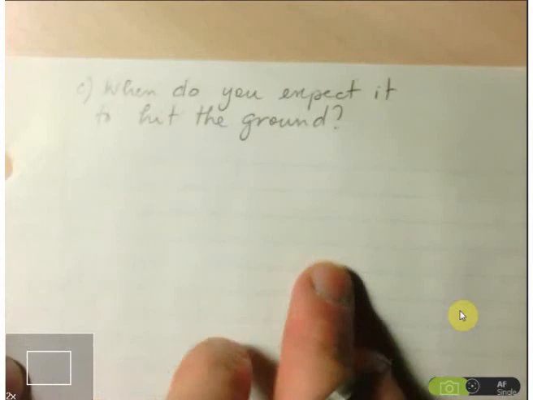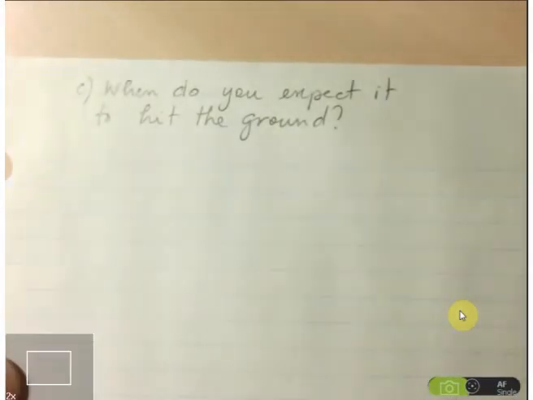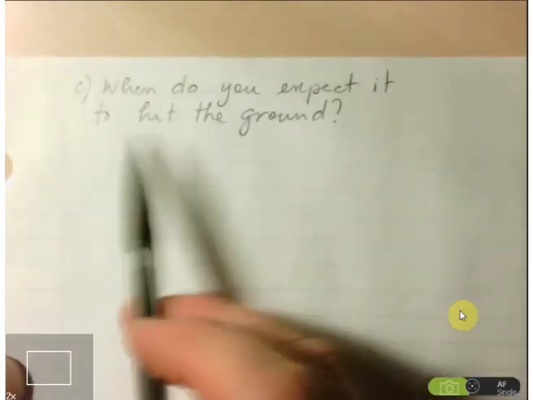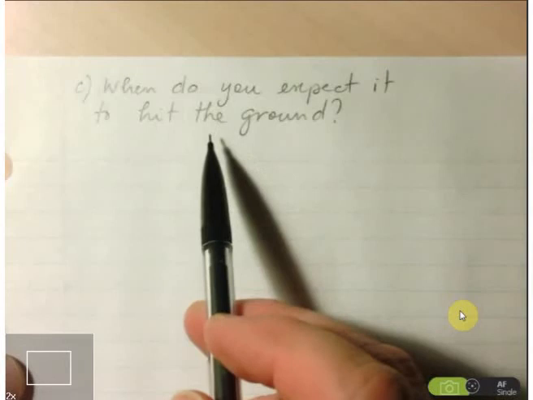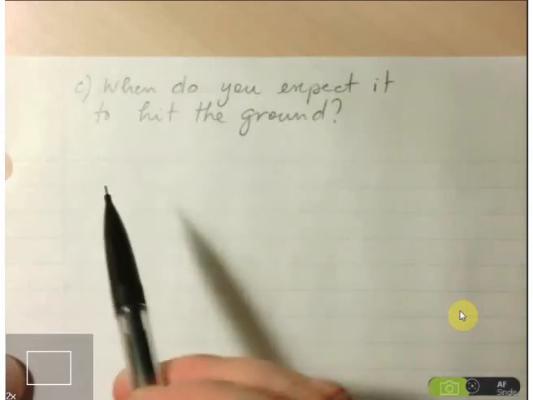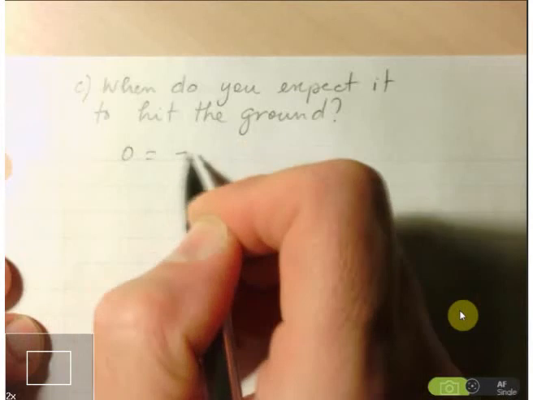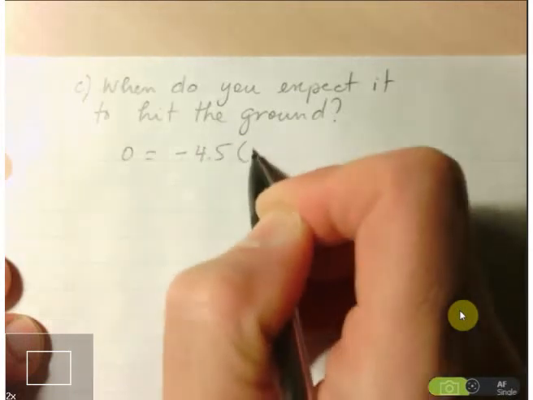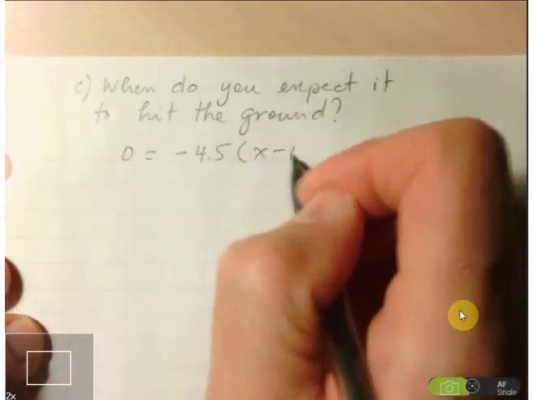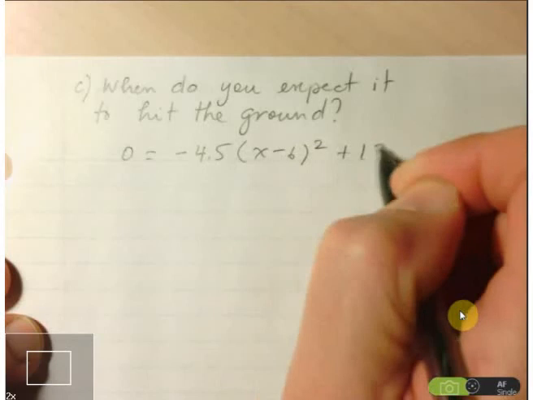Here, when do you expect it to hit the ground? So again, we have to interpret what this means. Hitting the ground means the height is equal to 0. So now we again go back to our model and just replace our y value by 0. So 0 equals negative 4.5 (x minus 6) squared plus 170, where x is what we're solving for.